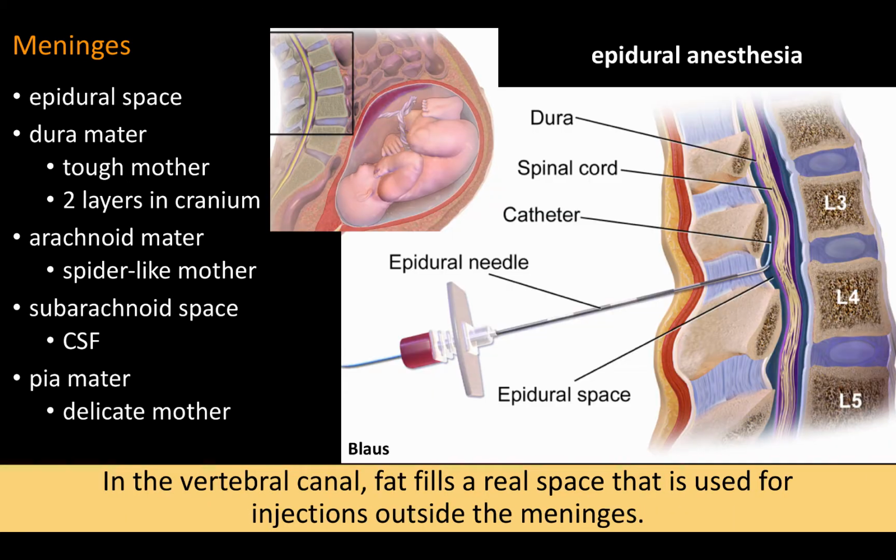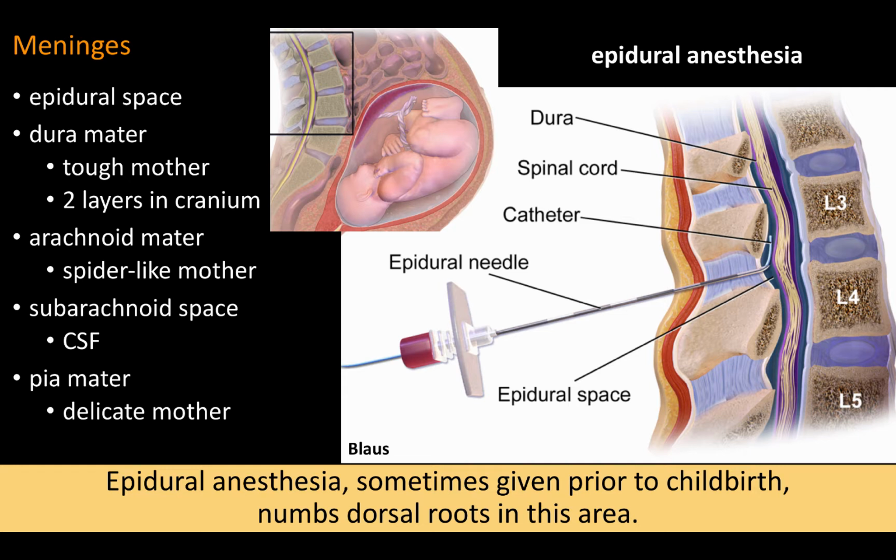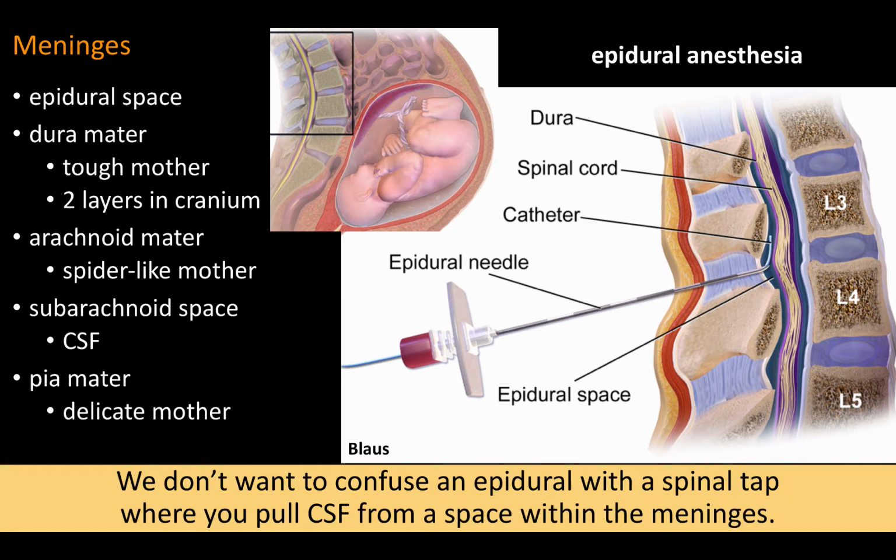In the vertebral canal, fat fills a real space that is used for injections outside the meninges. Epidural anesthesia, sometimes given prior to childbirth, numbs dorsal roots in this area. We don't want to confuse an epidural with a spinal tap, where you would pull CSF from a space within the meninges.